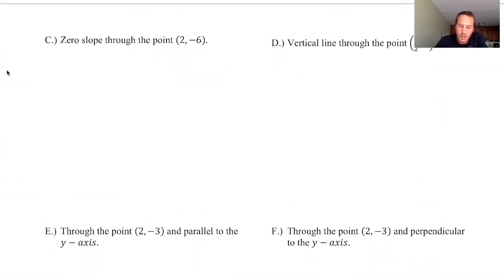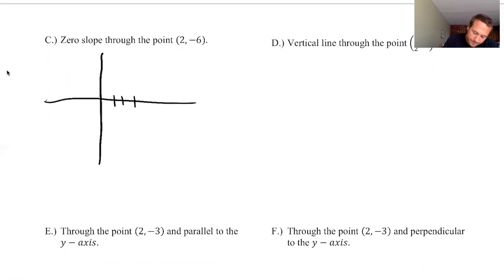okay? I want a 0 slope through the point 2, negative 6. Well, 0 slopes, let's talk about those again. 0 slopes are the ones that go horizontally. So 2, negative 6 is right here. I want a 0 slope. So if I want a 0 slope, that means I'm going this way. What types of lines go that way? That's going to be y equals negative 6.